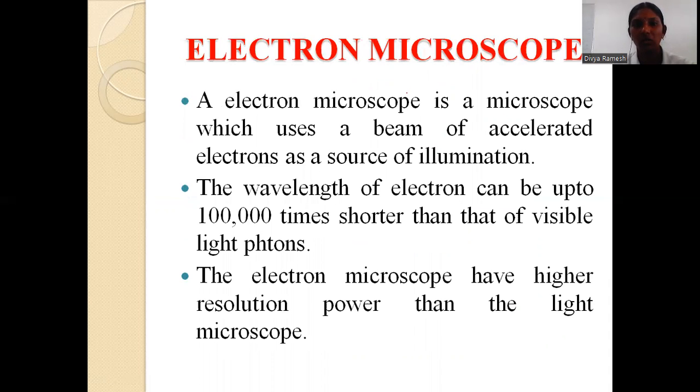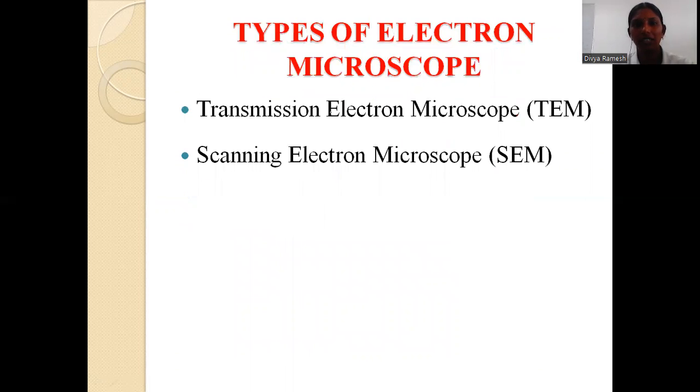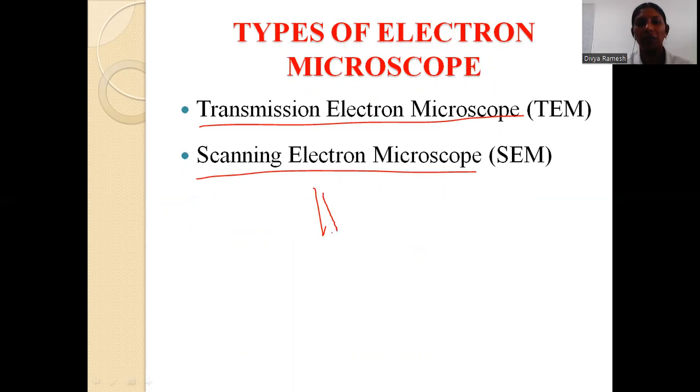So the electron microscope is broadly classified into SEM and TEM. TEM is nothing but transmission electron microscope. SEM is nothing but scanning electron microscope. Here, instead of light, an electron beam is used. That electron beam is passed at the specimen.